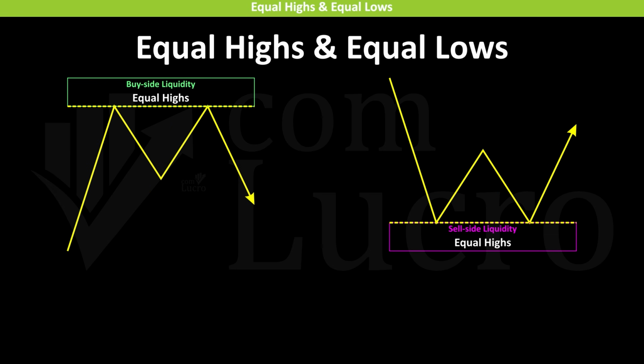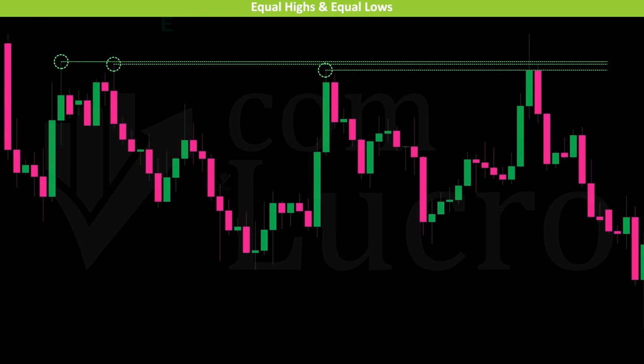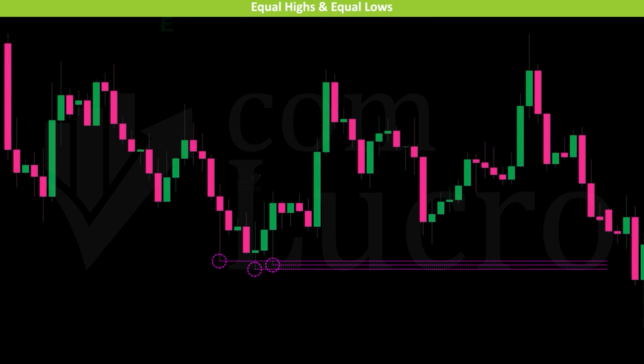Equal highs and equal lows are formed when multiple swing points appear at roughly the same price area. To identify equal highs, we look for two or more swing highs that cluster near the same level. In this chart, 3 swing highs form in the same area, creating a clear example of equal highs. The same principle applies to equal lows. When 2 or more swing lows cluster together around the same price zone, they form equal lows. In this example, 3 swing lows align closely, indicating a buildup of equal lows.